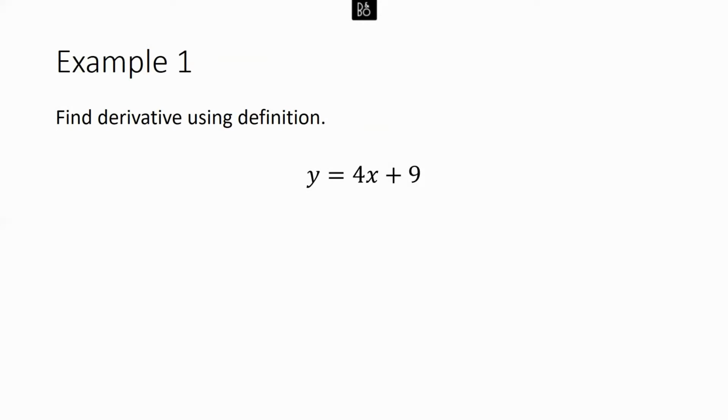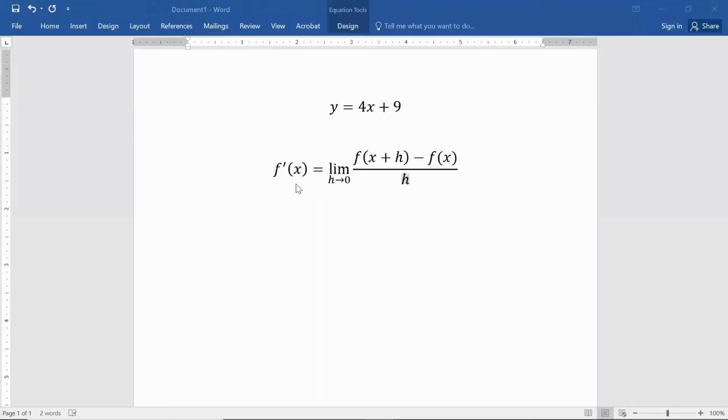We're going to start developing some rules, and let's start with a linear function. Let's find the derivative of y equals 4x plus 9 using the definition. The derivative is the limit as h goes to 0 of f of x plus h minus f of x, when my function is f. The general rule, if I'm using y, is y prime equals the limit of what happens when you plug in x plus h into this function. When you plug in x plus h, you get 4 times x plus h plus 9. What happens when you plug in an x into that function? You get 4x plus 9.